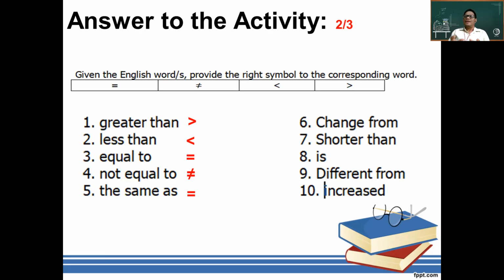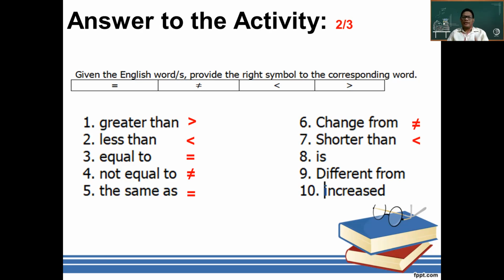Number 6, change from. If you encounter the words change from, for example, it changed from 1 to something, or it changed from upper or lower, you don't know, but it has changed already. So it should be correct, unequal, because it changed already. So it is already an unequal sign. Number 7, shorter than. Of course, from 8 feet, it is shorter than 8 feet, or lower than 8 feet, it is, of course, the less than sign.